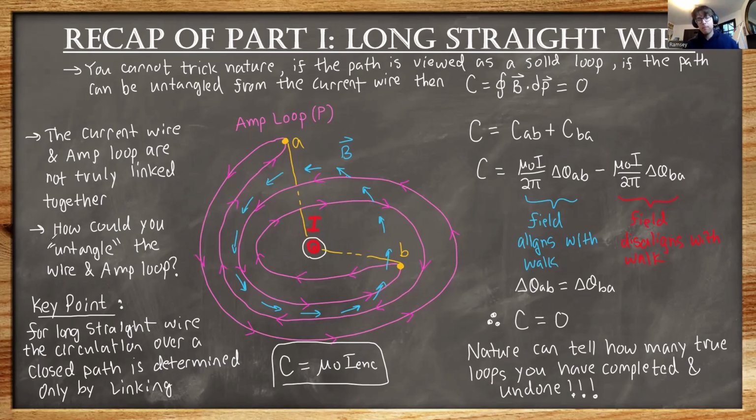Yep. And like you just mentioned, how could you untangle the wire in the amp loop? And you said it. The current wire could simply walk out of it, right? It's not linked, it's a maze. And mazes aren't always easy to get through, and sometimes they can confuse our minds, but there's always a way out of that maze in this case. So nature can tell how many true loops you've completed and how many you've undone. There's no tricking it.